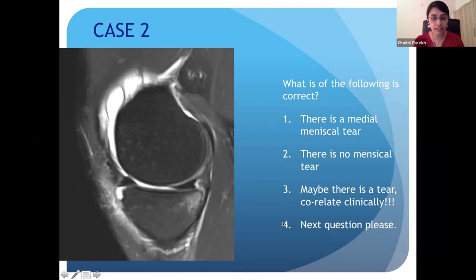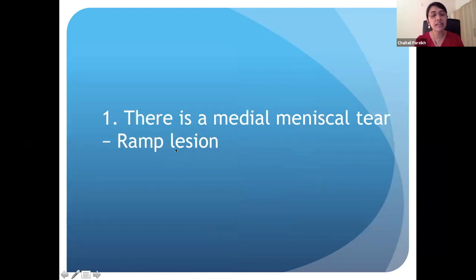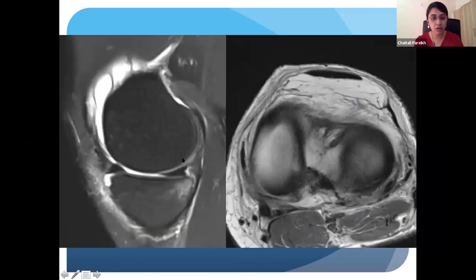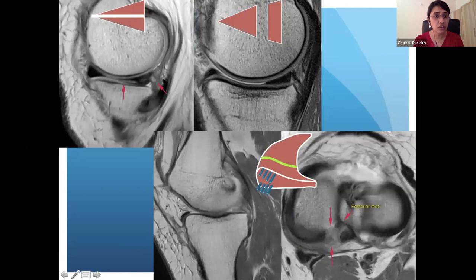So let's just look at it now. So this is nothing but a ramp lesion. Now, ramp lesion is nothing but a tear at the posteromedial meniscocapsular junction. So you can see a discrete fluid signal that is extending up to the articular surface. When you correlate this on the eggshell images, you can find that this is the tear over here. So you can see that there is a fluid signal which is going in the shape of a crescent. So this is nothing but a ramp lesion or a posteromedial meniscocapsular junction tear. Just a quick revision on the tears.